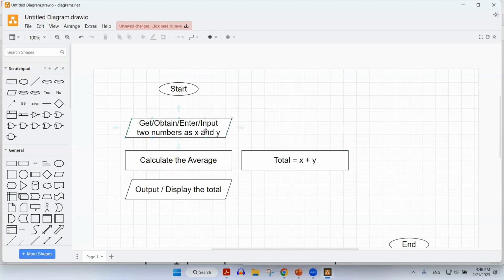But be very sure to define clearly what x is and what y is at the beginning of your algorithm, right at the place where you are getting the x and y for the very first time. Be sure to clarify it very clearly. Then you can use it without a problem.